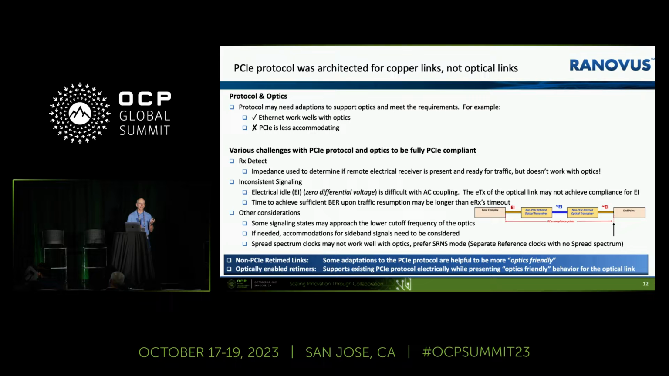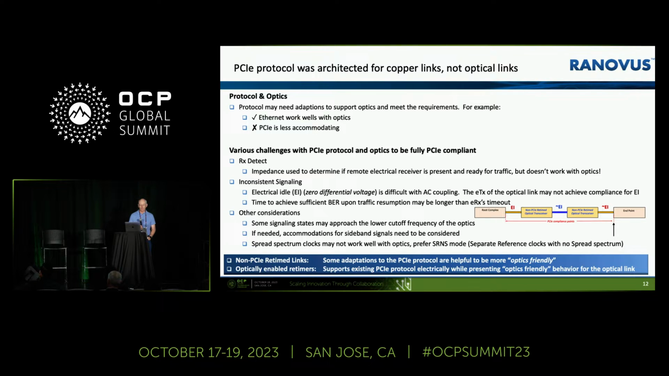So optics gets used with Ethernet, and that works well. But if you look at PCIe, it doesn't. And why is that? Because PCIe was architected for a copper link. It assumes there's copper between two points. So what are some of the challenges in the PCIe protocol that make this difficult?